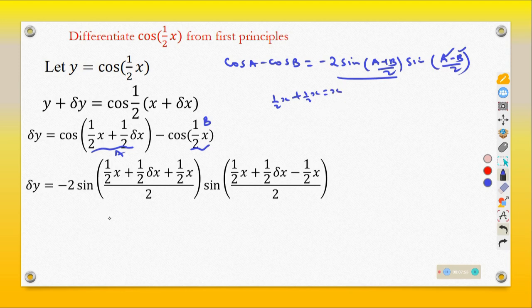So we shall have this one here giving us x divided by 2, then plus 1 over 2 delta x divided by 2. So this becomes a quarter delta x. Likewise, this and this will move away. We shall remain with a half of delta x divided by 2, which will give us a quarter of delta x.